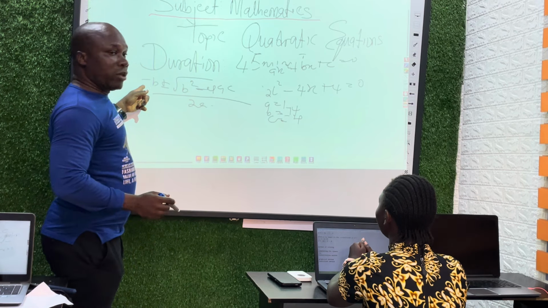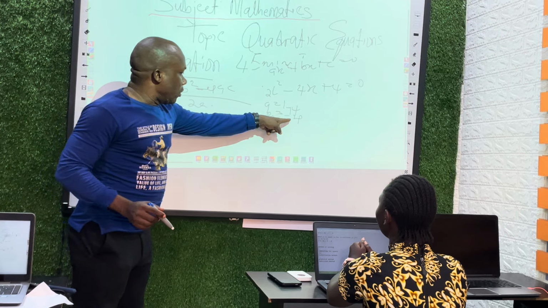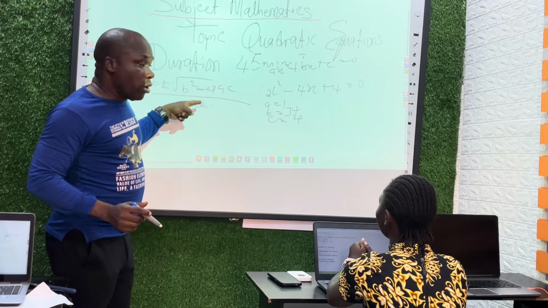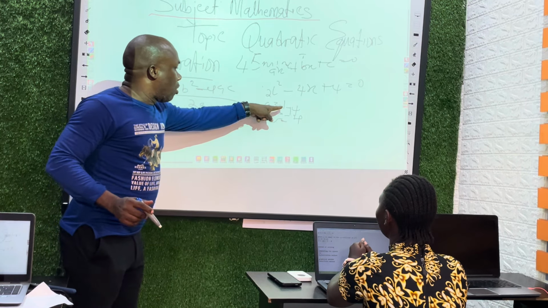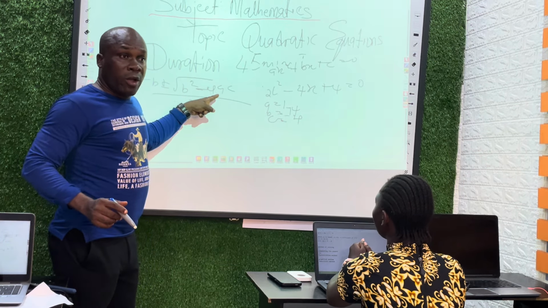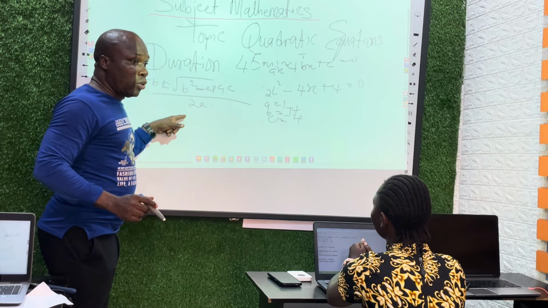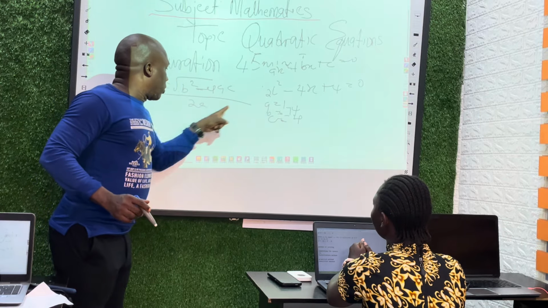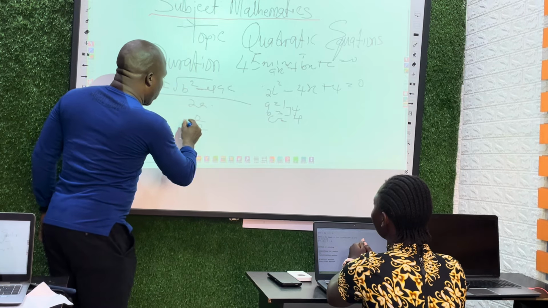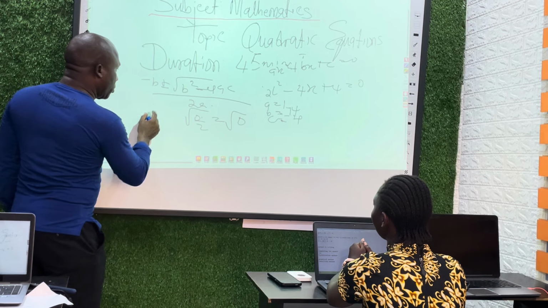If you substitute inside this equation, it will be minus b, which is minus into minus 4, which is 4, plus or minus the square root of minus 4 squared, which is 16, minus 4 times a times c. 4 times 1 is 4, times c, which is 4, so 4 times 4 is 16. 16 minus 16 will be 0, over 2 times 1, which is 2. 0 over 2 is the same thing as saying 0. Are you okay?